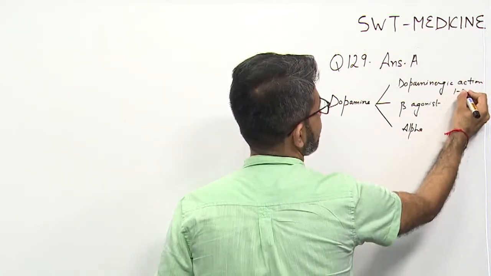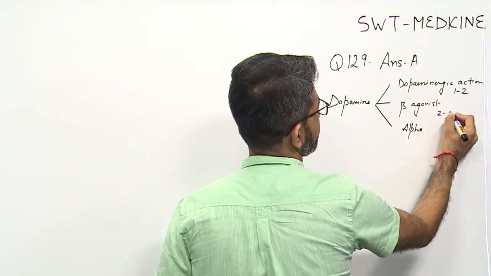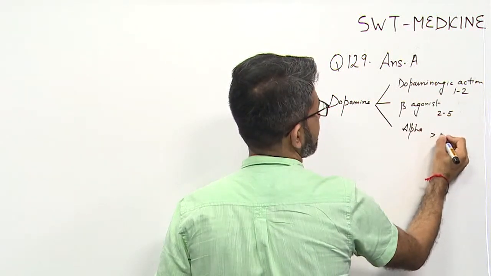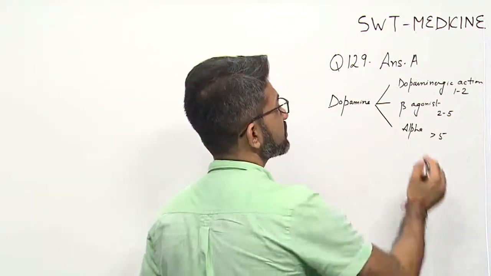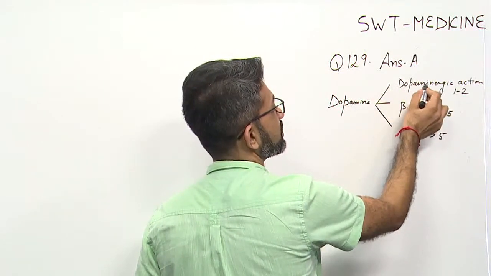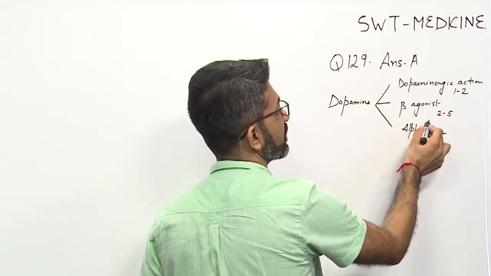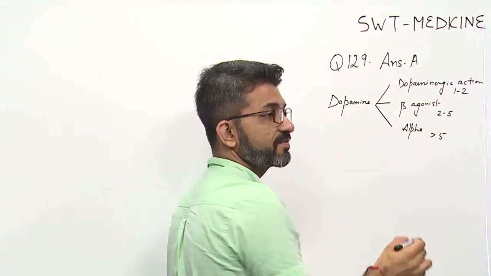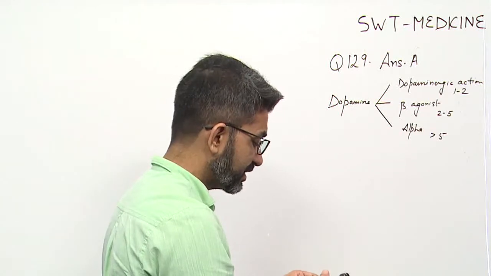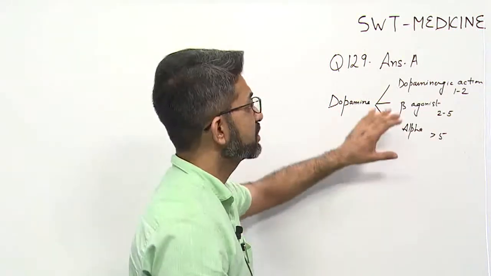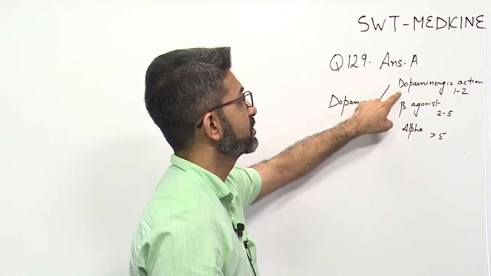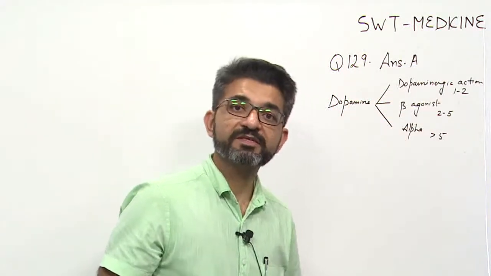This is 1 to 2 microgram per kg per minute, 2 to 5 microgram per kg per minute. Anything more than 5 microgram per kg per minute is alpha. This increases the renal blood flow, this increases the heart rate, and this increases the peripheral vascular resistance. So technically, medically speaking, the most effective therapeutic dose is 1 to 2 microgram per kg per minute.